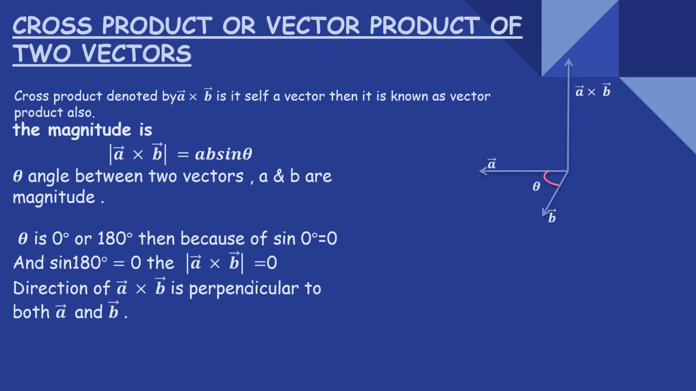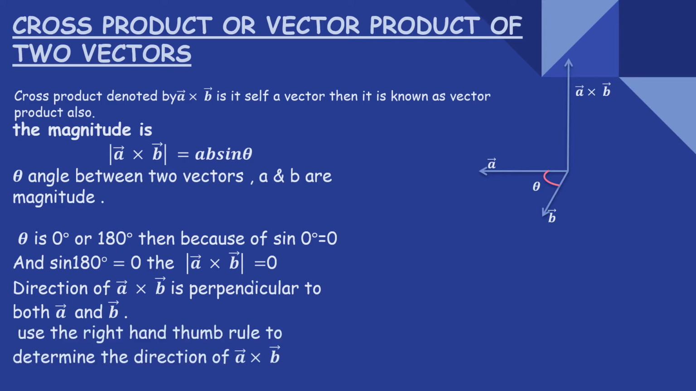Now direction of A cross B. Direction of vector A cross vector B is perpendicular to both A and B. Use the right hand thumb rule to determine the direction of A cross B. Now if we say that the cross product is perpendicular to both of the vectors, it means it could be in the upward direction or in the downward direction. But to denote the correct direction, we use the right hand thumb rule, with the help of two fingers and one thumb of the right hand.